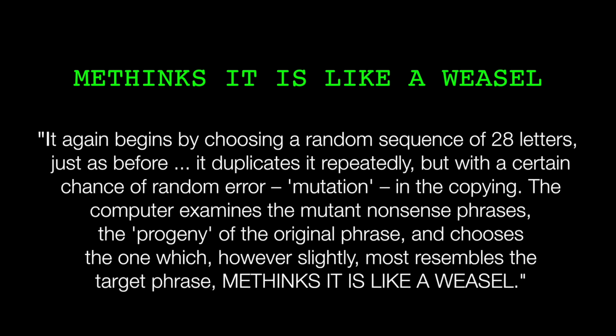In Richard Dawkins' words, it again begins by choosing a random sequence of 28 letters. Just as before, it duplicates it repeatedly, but with a certain chance of a random error, mutation, in the copying. The computer examines the mutant nonsense phrases, the progeny of the original phrase, and chooses the one which, however slightly, most resembles the target phrase. Methinks it is like a weasel.